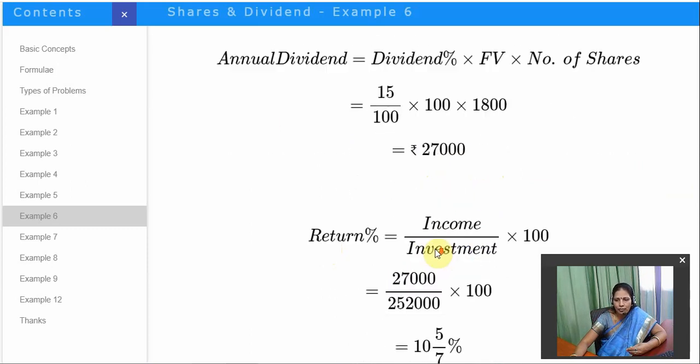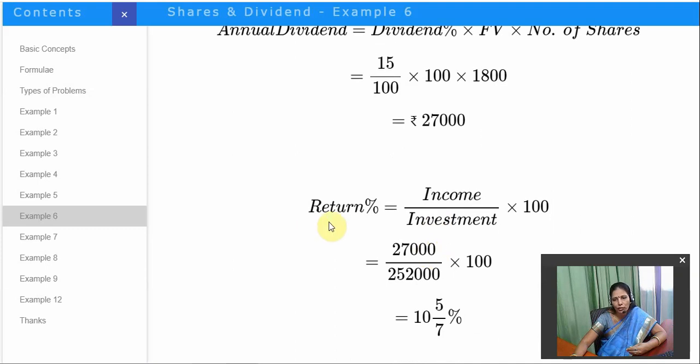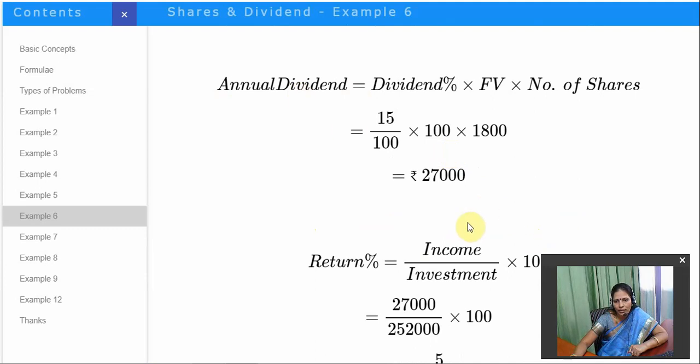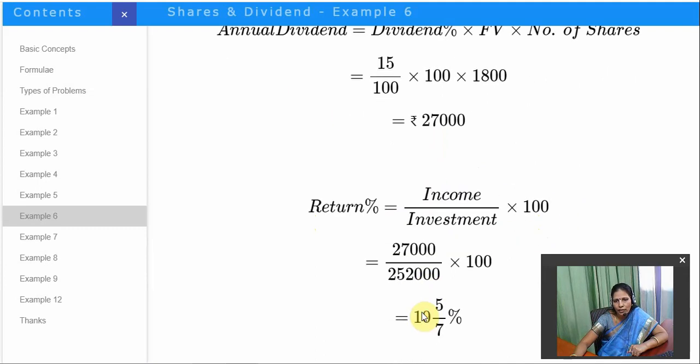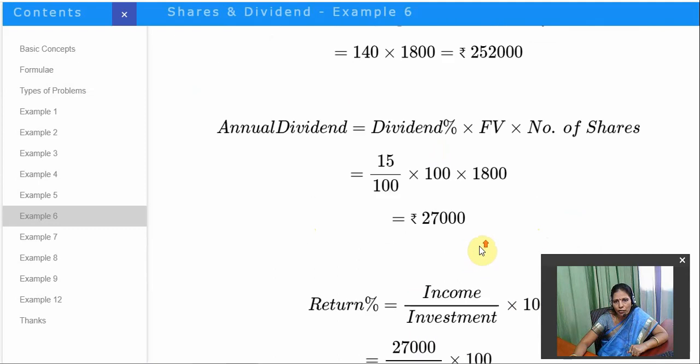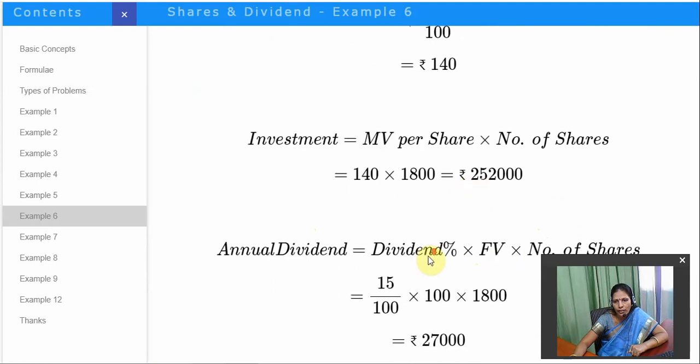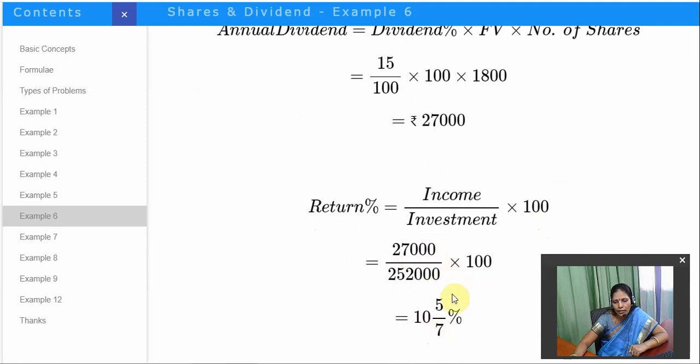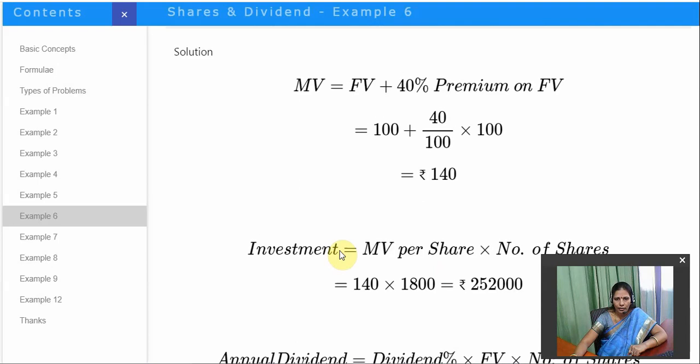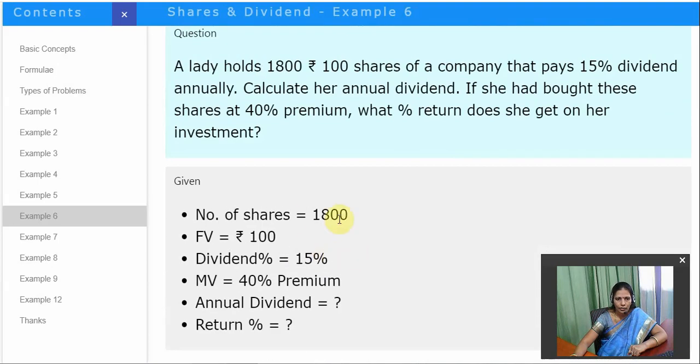And the next you need to find out is return percentage. Return percentage formula is income by investment into 100. So income is nothing but annual dividend. So you are substituting here the annual dividend by investment, which we found already here, into 100. So you are getting the return percentage. Clear, children? Now shall we go to the next sum?